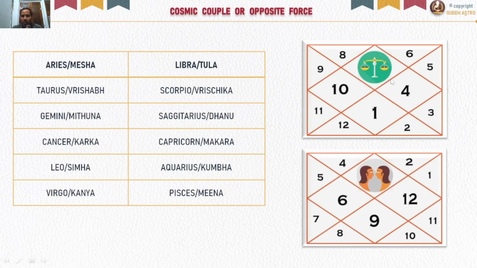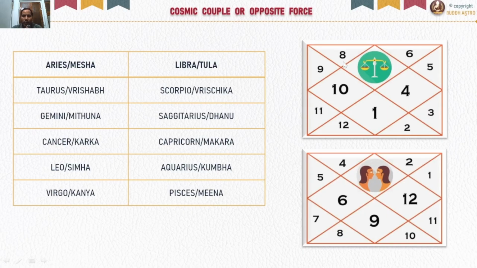For an example, see this. This is the first house. Here the 7 number is written because it is Libra. This is denoted by the Libra sign. The second number has the 8. Now see, the first number has Libra. So the opposite of Libra will always be the one number, that is the Mesha or Aries sign. Right? So this is an opposite pair.